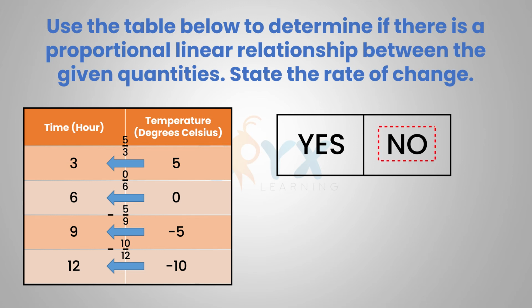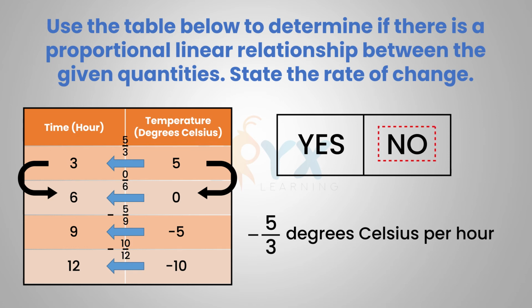However, we can also ask, is it linear? If it's linear, we can look at the rate of change. So the time increases by 3, the temperature decreases by 5. If it's decreasing, it's going to be negative. So -5 over 3 degrees Celsius per hour. The degrees Celsius is decreasing by 5. The time is increasing by 3, so it's negative 5 over 3 degrees Celsius per hour. So this one is linear, but it is not a proportional linear relationship.